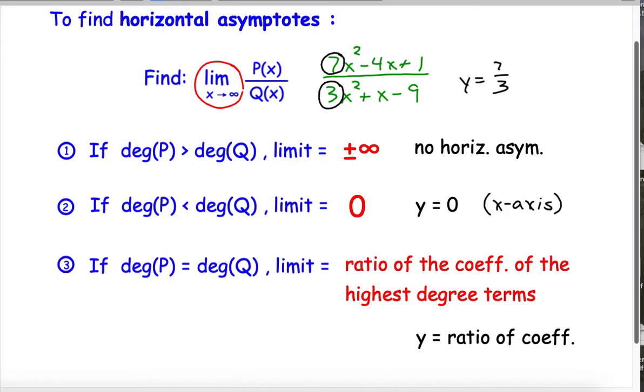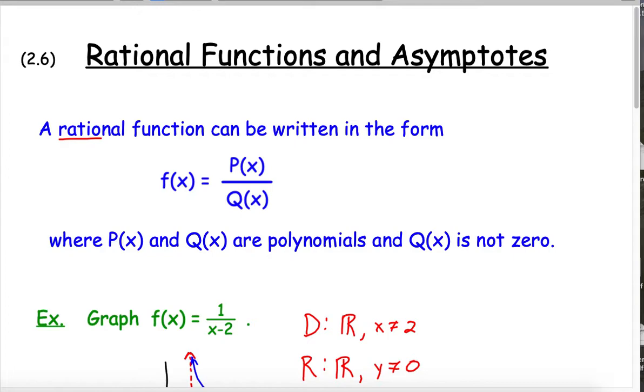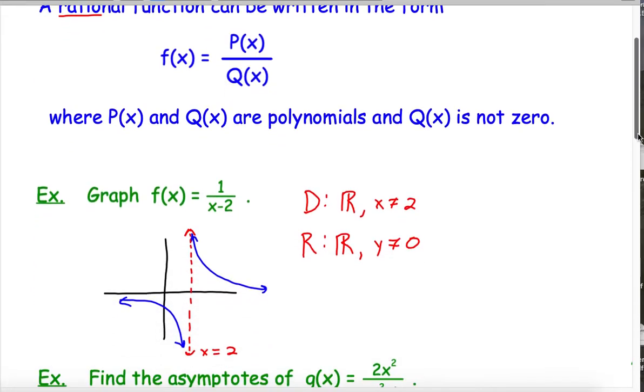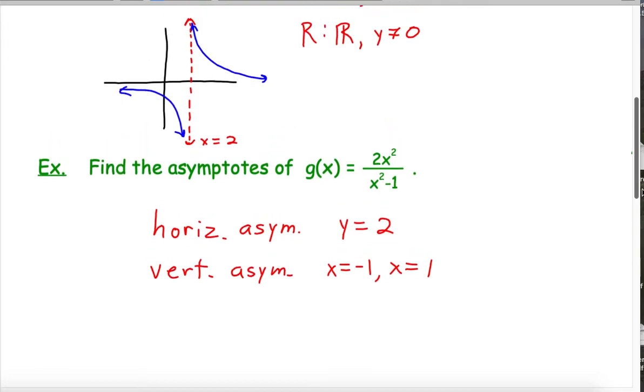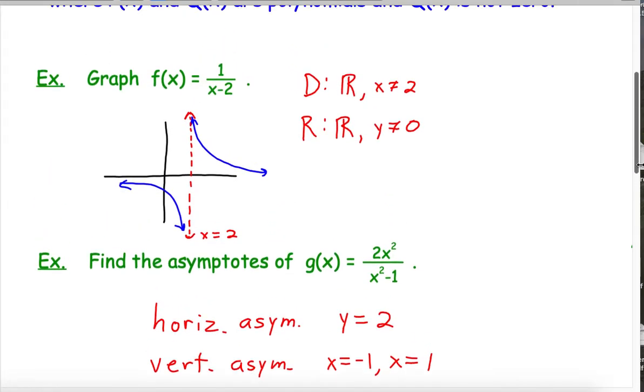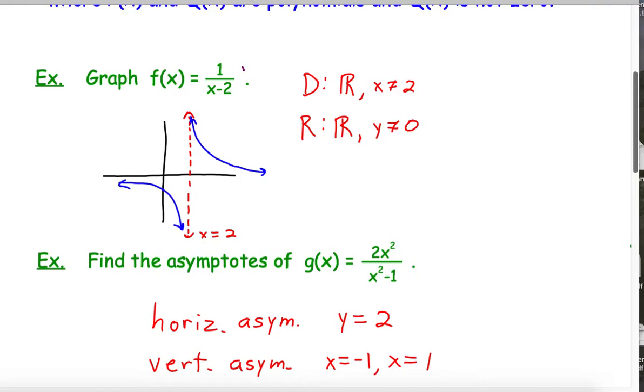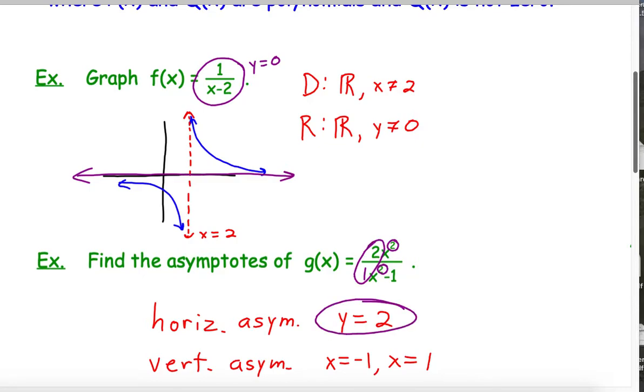All right. Let me jump back for a minute and look at these problems we did earlier. So in this first case, we have the degree is bigger in the denominator. We have x to the first. We don't have an x in the numerator. So that limit is 0. So then we have an asymptote at y equals 0. And sure enough, there's your horizontal asymptote. In the second case, the degrees were the same. And so it's the ratio of the coefficients, which would be 2 over 1. And that was our horizontal asymptote, y equals 2.